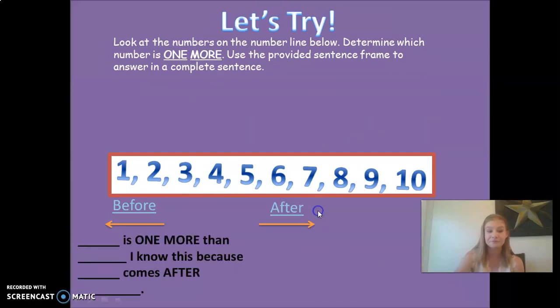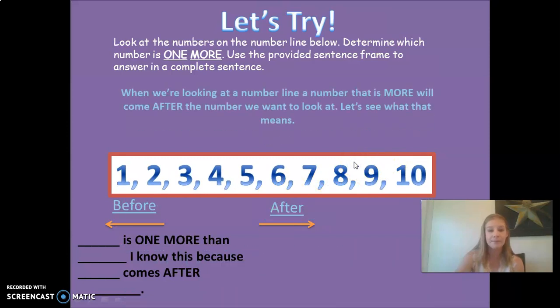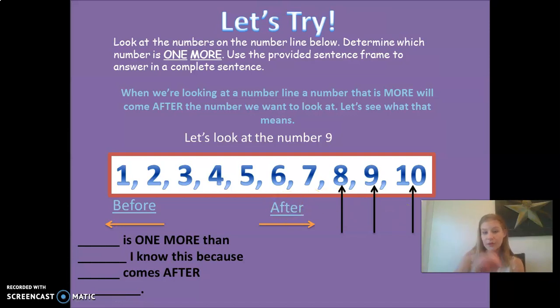Let's do another one. So here's our number line. We want to look at the number 9. So here's 9. And just like before, we want the number that's right before and right after to help us determine which number will be one more. So we have the number 8 and we have the number 10. So after means it'll be on this side to the right of the number 9. Before means it'll be on this side or to the left of the number 9. So if I want the number that's one more, it needs to be on the right of the number, which tells me that it's going to be number 10.